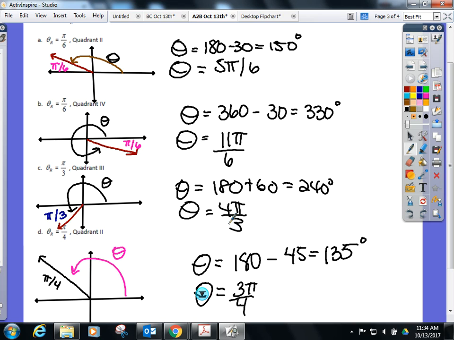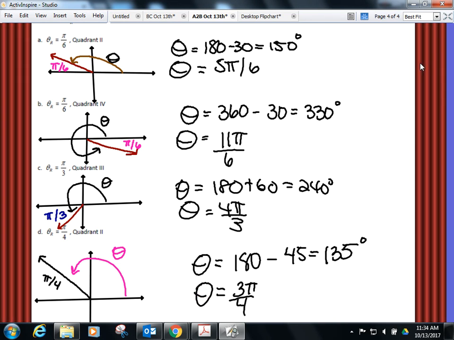4 pi over 3 was our angle. What was your reference angle? 3 pi over 4, reference angle of pi over 4. Do you see how quickly it's going to be now to find the reference angle, given the angle? Do we see that? Because all of these are multiples of the reference angle. Let's see if you figure that out or not.